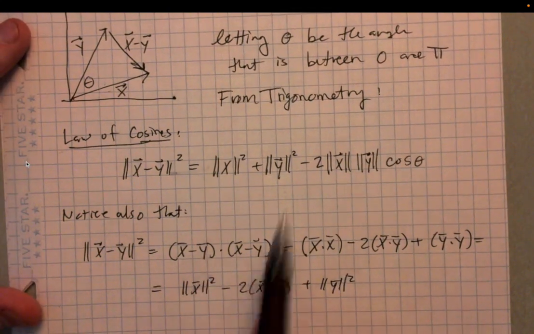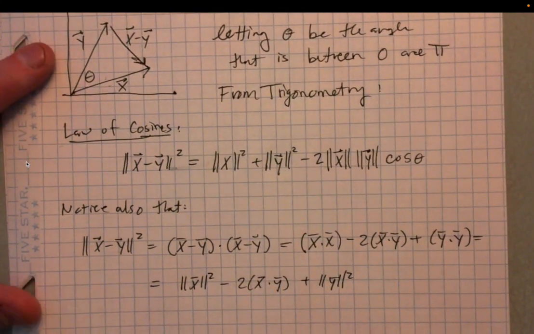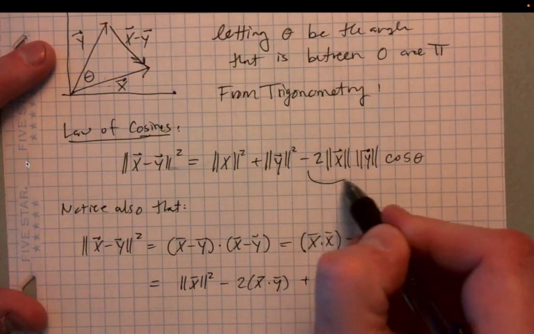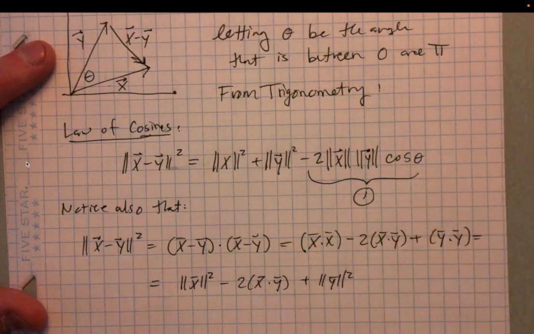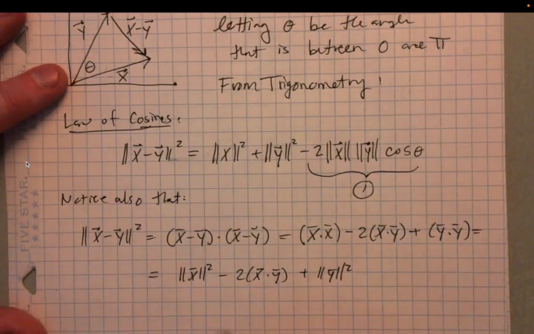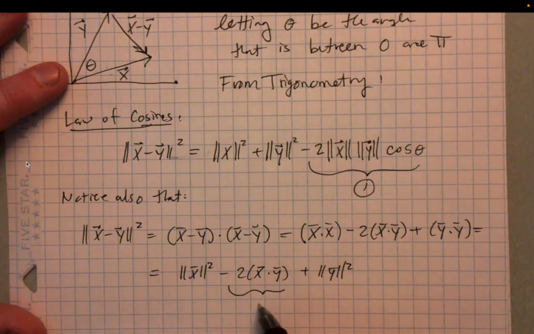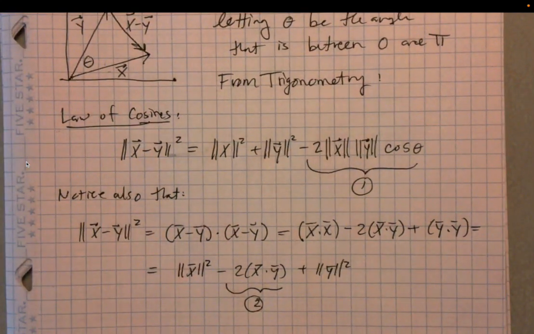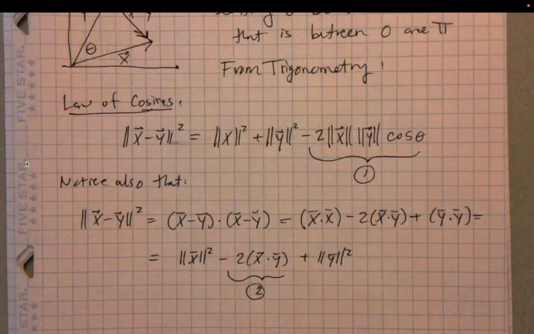Okay. Now, between these two equations, there's a couple of things that we want to first draw attention to. This here, which I'm going to call 1. And then secondarily I want to draw attention to this here, which I'm going to call 2. Now, these two must be equal. Can we see why these two must be equal?